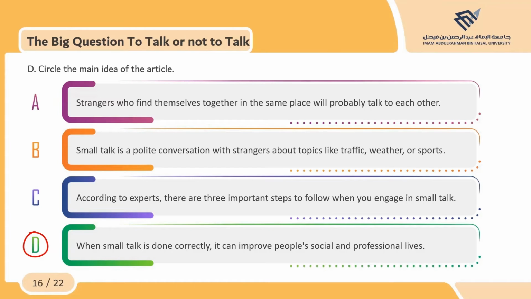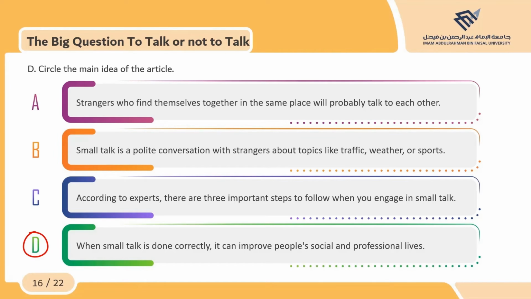Now, D is the correct answer because we can safely say that D covers all of the ideas that are discussed throughout the reading comprehension. Because A is correct, it is there, but it only looks at the first part, which is the introduction. And B is correct, but it also only covers what small talk is. It does not tell us that there are steps, and it does not tell us that there are benefits of small talk, so it does not cover all of the ideas discussed. And then C, the same. It just tells us that there are 3 steps.